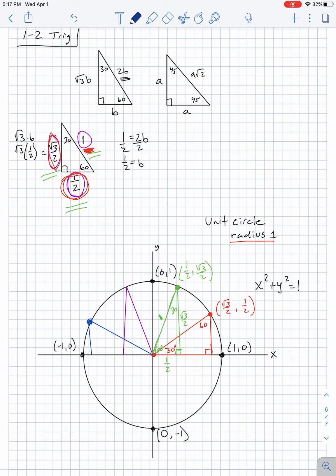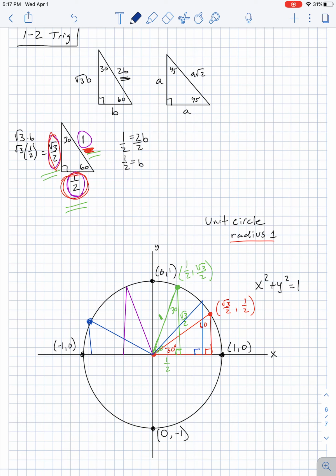In addition, I can also draw the 45-45 triangle on here. And here's where the 45 goes. It's right in between the red and the green, right about there, because a 45-degree angle is right between 30 and 60. So it's going to find its place right about there. Right triangle. Okay, and we can do similar math.